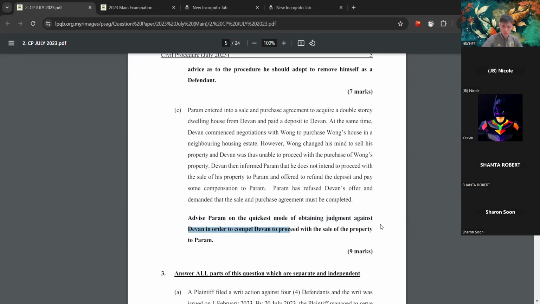Okay, since it is a 9 marks question, you may share your answer in the group chat so that everyone can learn how we are going to answer this kind of question.